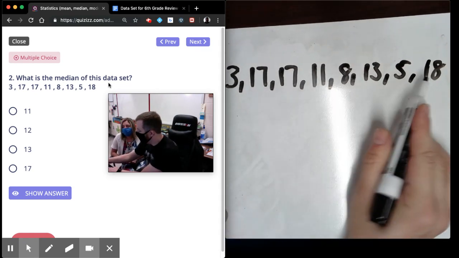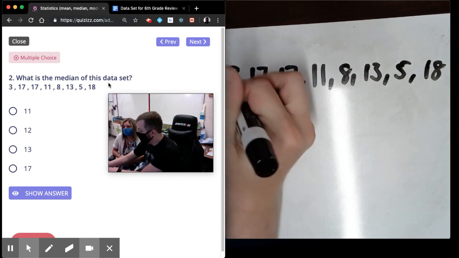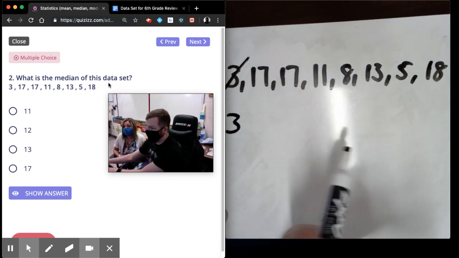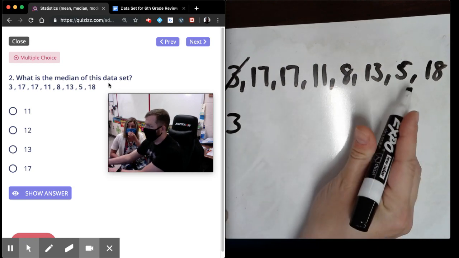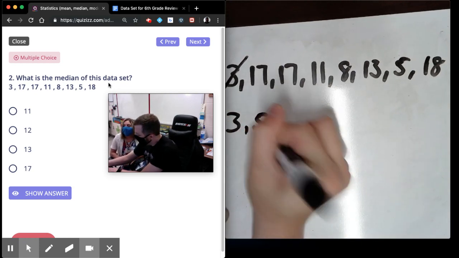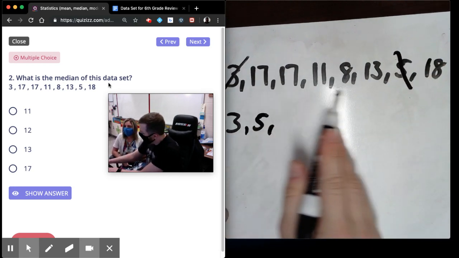So I already see my lowest one is 3. Since I used it, I'm going to cross it out, so it's no longer used. And I agree, Mr. Carmen, that's best practice. Okay, next one is 5. Cross it out. The next lowest is 8.